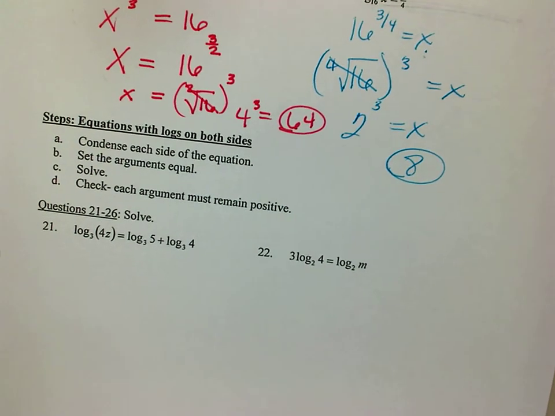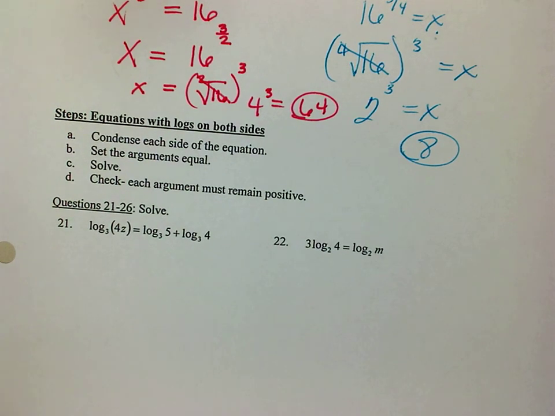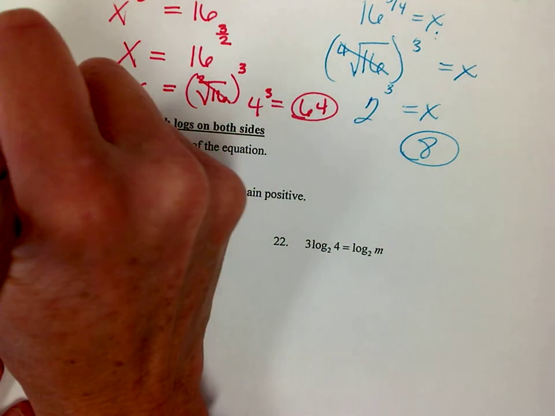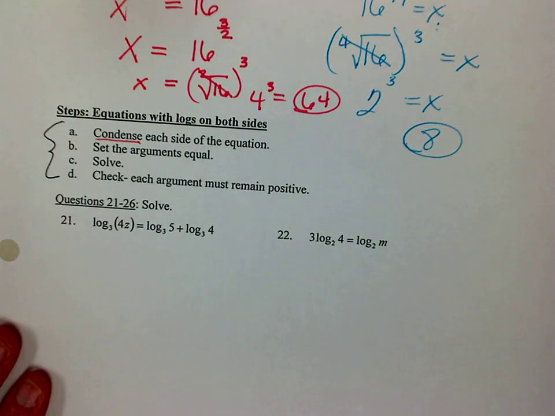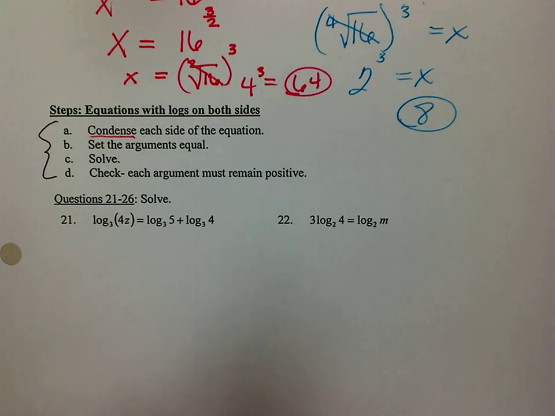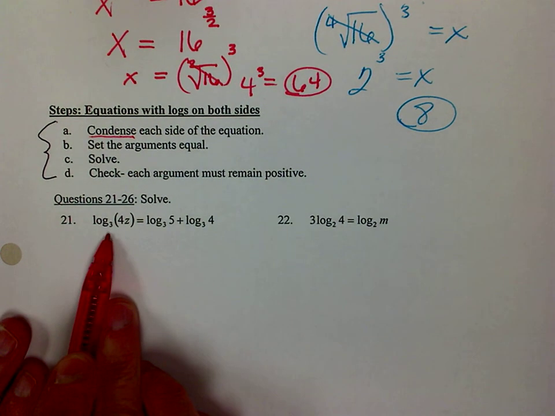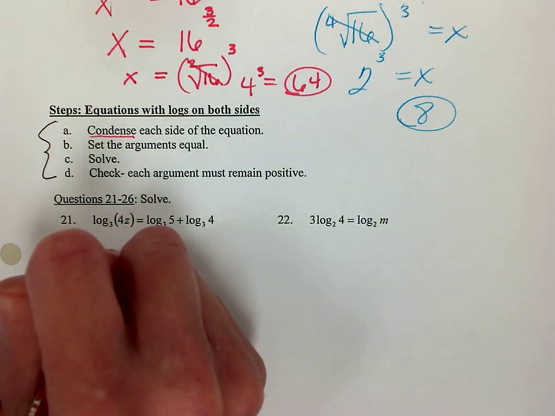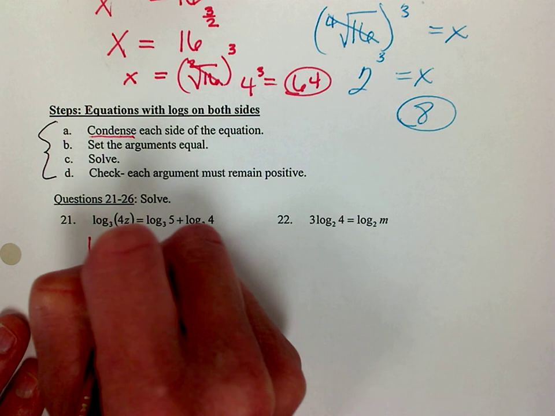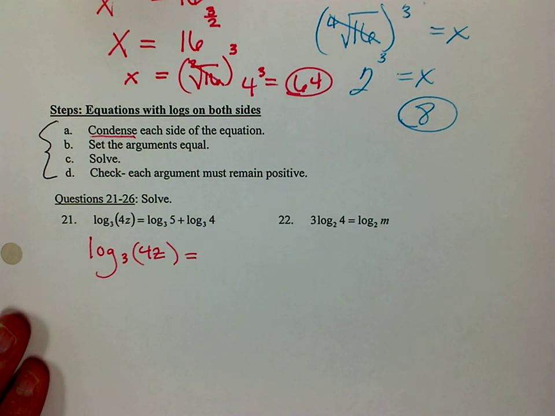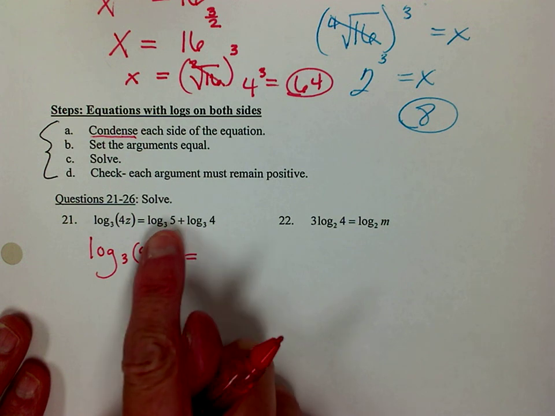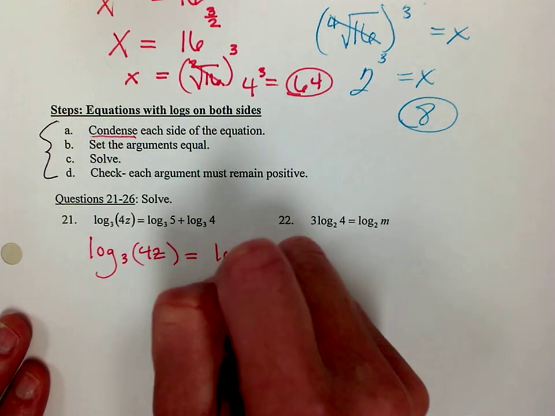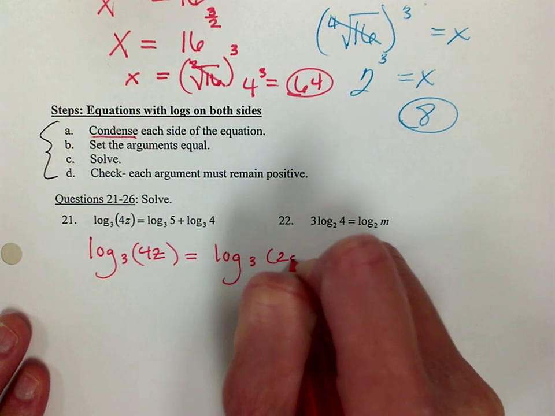Okay, if you have logs on both sides, this one's actually pretty easy to solve because once you condense, you can just cancel some things out. And here are our steps right here. So the first thing I want to do is make sure I condense each side, meaning I should have one log on each side. This one just has one log, so this side's okay. The right side, I have 2 logs, so I need to condense that first. So this addition sign means I'm going to multiply the 2 arguments together. So this is going to become log base 3, 20.